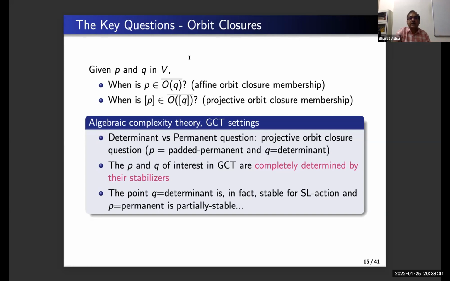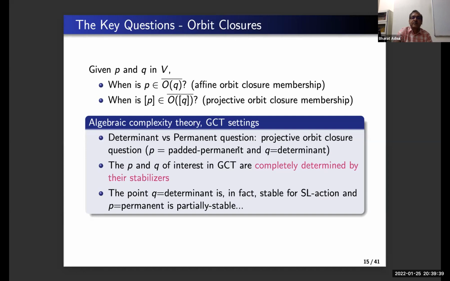So these questions are very central in algebraic complexity theory as well as in the GCT setting. For instance, the determinant versus permanent question is essentially a projective orbit closure question, or the GCT version of it reduces to one, where Q is really the determinant and P is the padded permanent. You want to know for what sizes of this determinant and permanent the projective orbit closure of the determinant contains this padded permanent, and that will imply that you can compute these padded permanents by a small formula. So there is a lot of interest in these orbit closure questions.